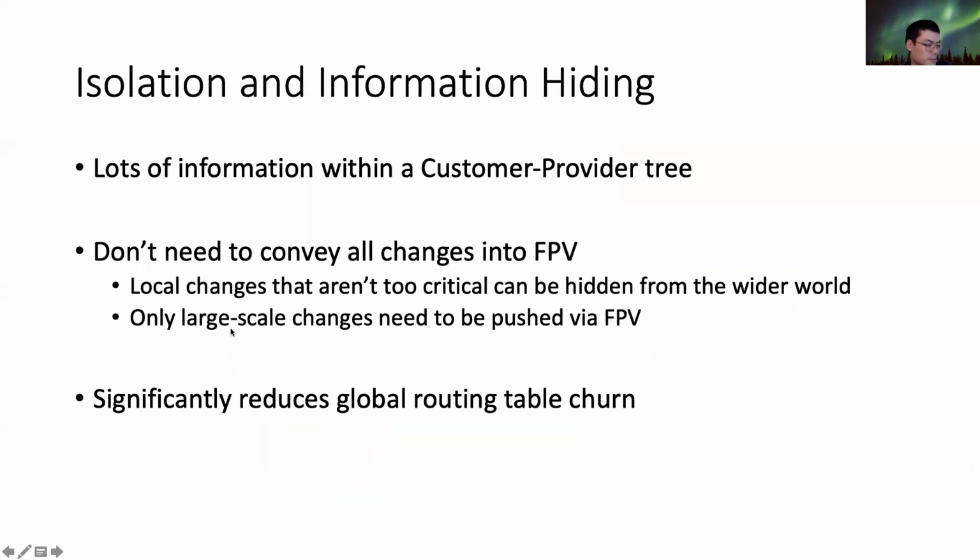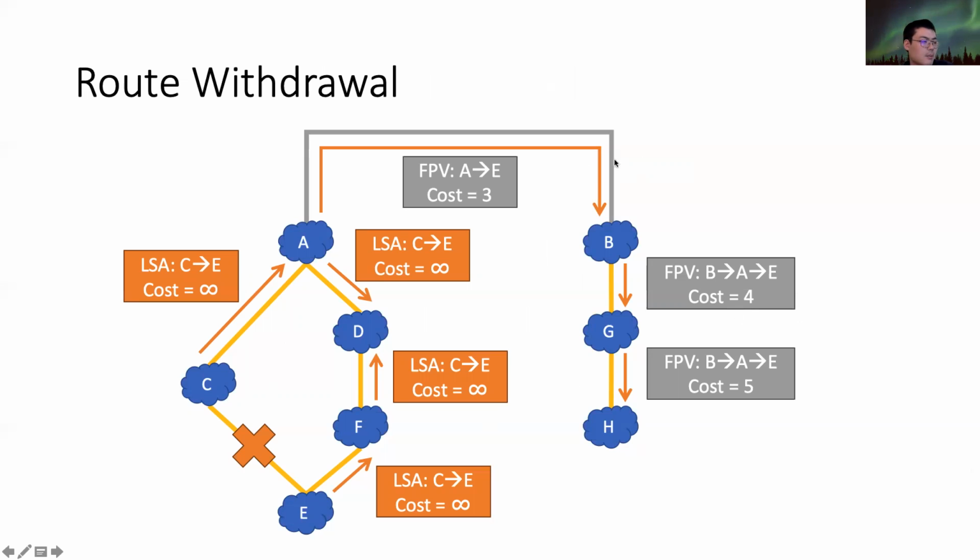So only large scale changes need to be pushed to the path vector. It also significantly reduces the global routing table. So the global routing table trend, because the gray links are much fewer.